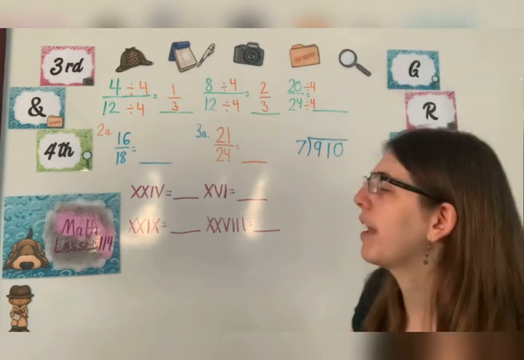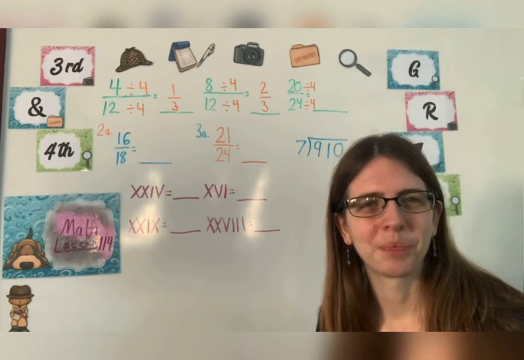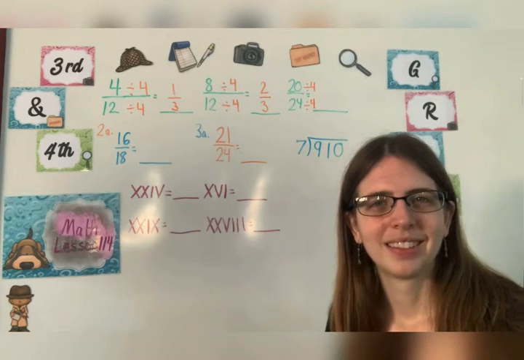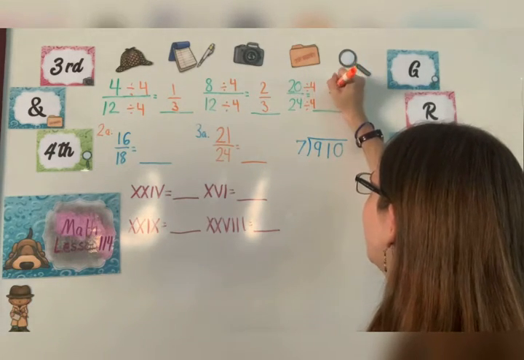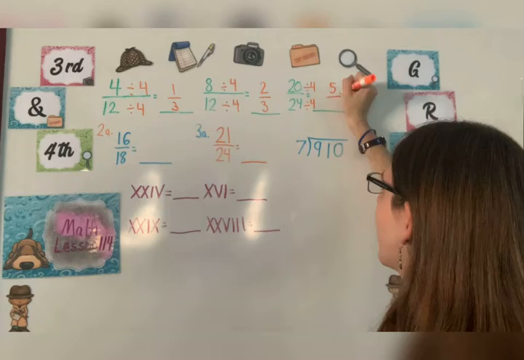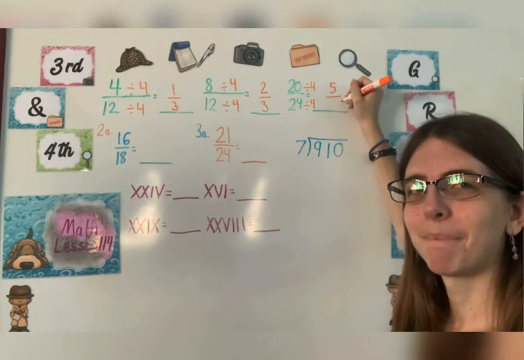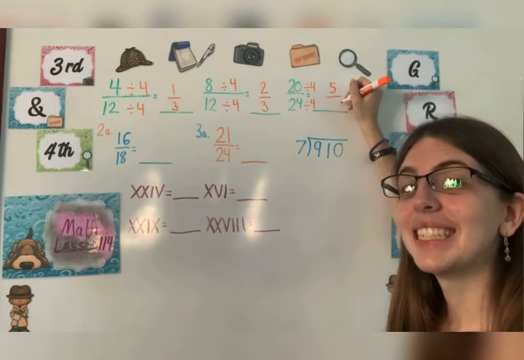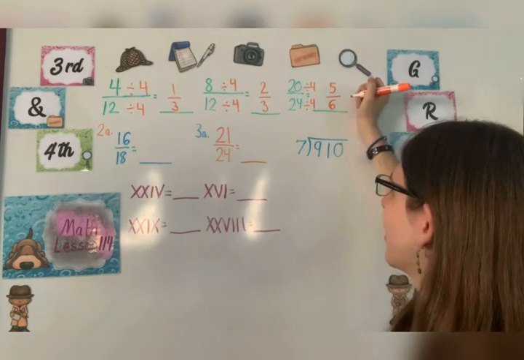Okay, now this one, we divide our top number 20 by 4 and we divide our bottom number 24 by 4. What is 20 divided by 4? 5. That's right. So 5 goes in our numerator. Draw our fraction bar. 24 divided by 4 is 6. That's right. So 6 in the denominator.